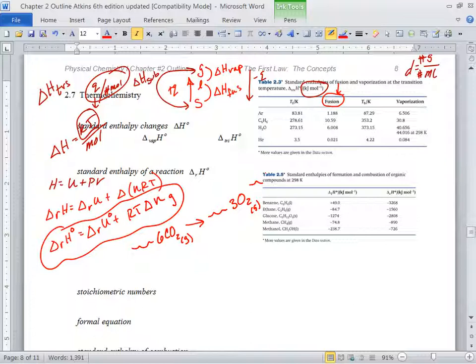It's always final minus initial is delta. So it'd be what minus what? 3 minus 6, so it'd be negative 3. That's what my delta N G would be. Negative 3 in this case. Products, sorry, final minus initial. Okay.